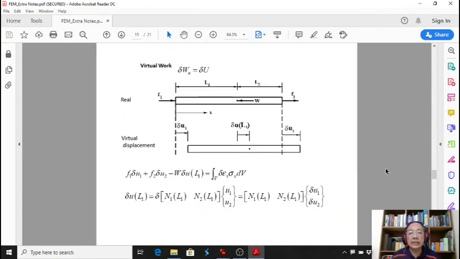We consider a bar now. We apply the virtual work. The bar is subjected to member forces F1 and F2. So we call these N forces, and we have a point load W. The point load W here we call a member load.